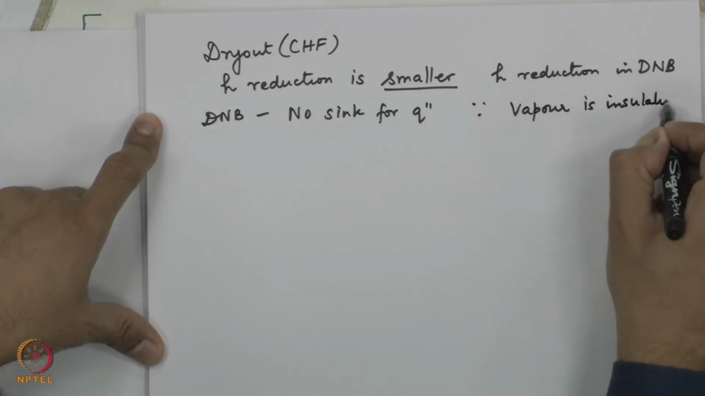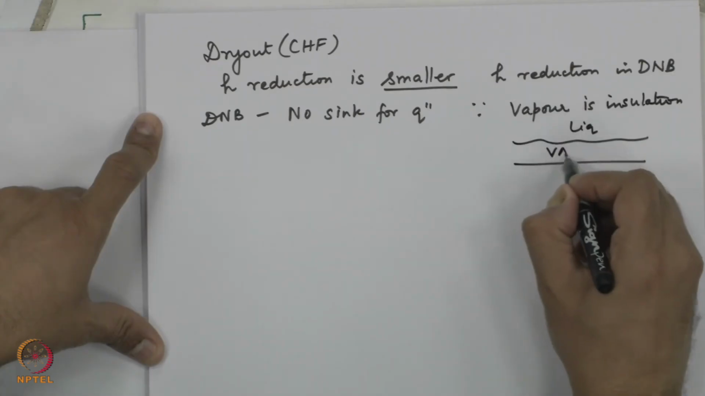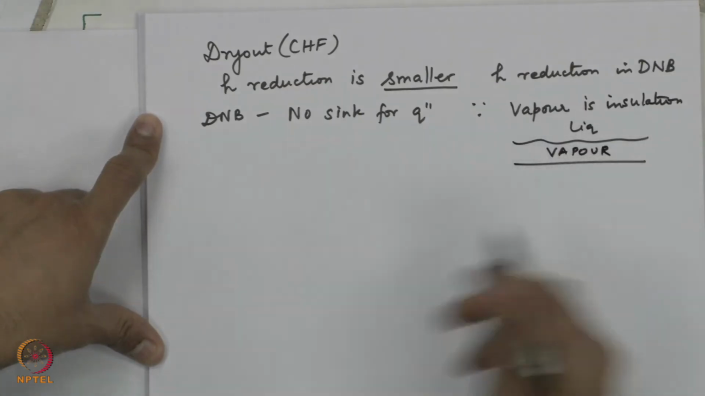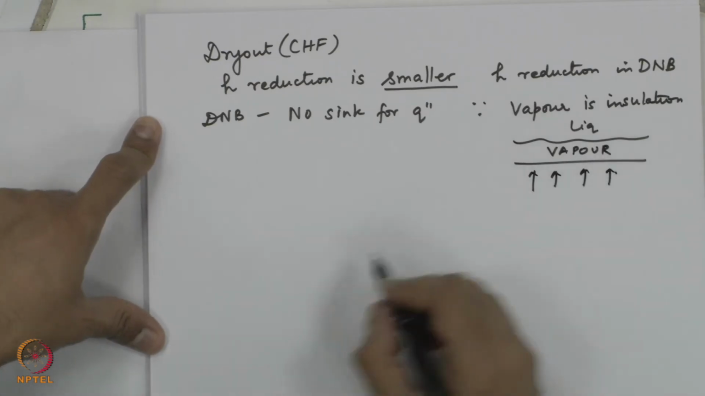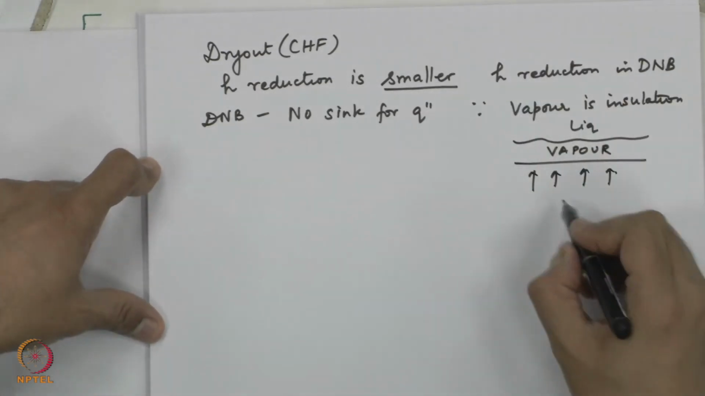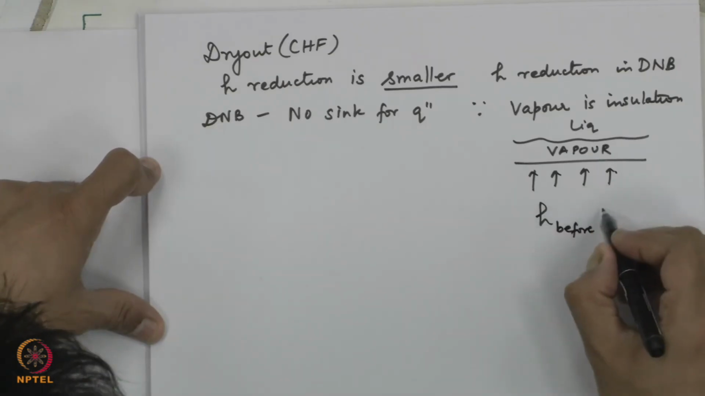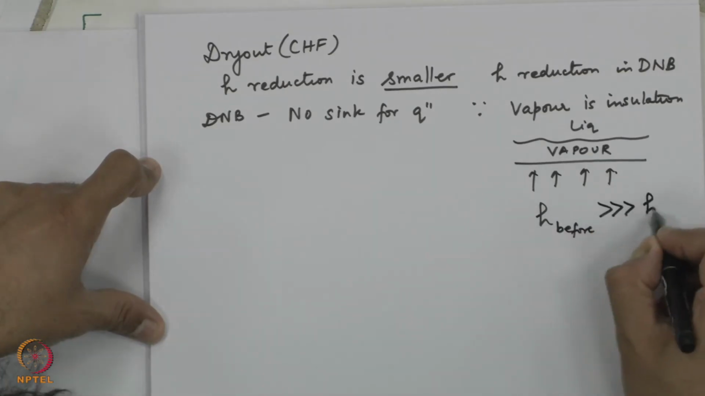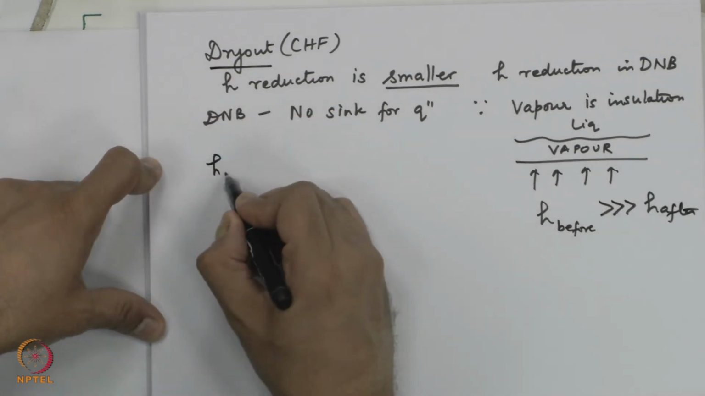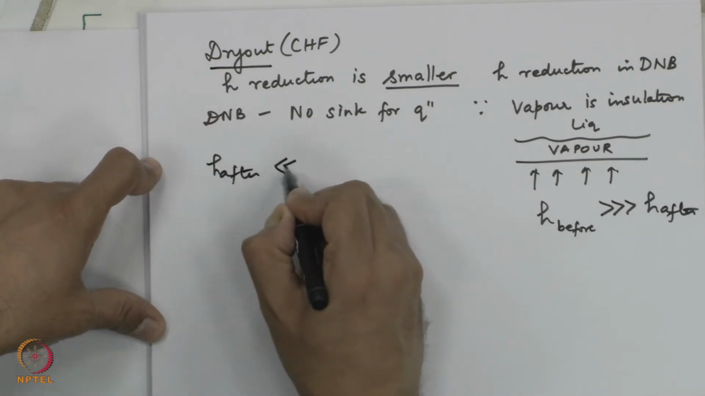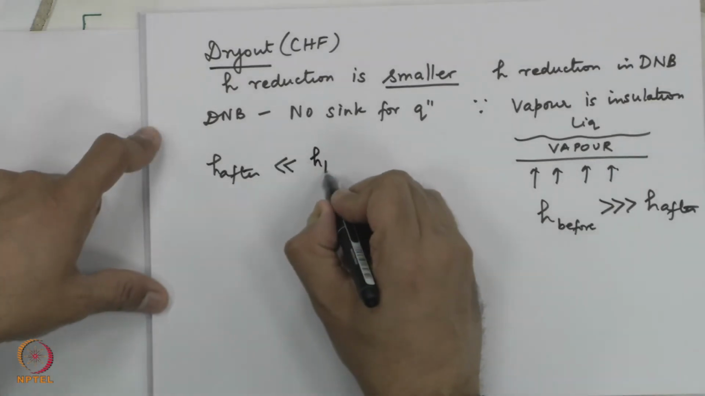Vapor provides an insulation blanket. So, you have liquid, a lot of liquid is there, and this vapor is like an insulating blanket. It does not allow the heat to go, and because it does not allow the heat to go, the reduction in heat transfer coefficient H drop is large, H before is much larger than H after CHF has occurred. Whereas, in case of dry out, H after is, I am just putting 2 less than signs, whereas here it was 3 less than signs, than H before.